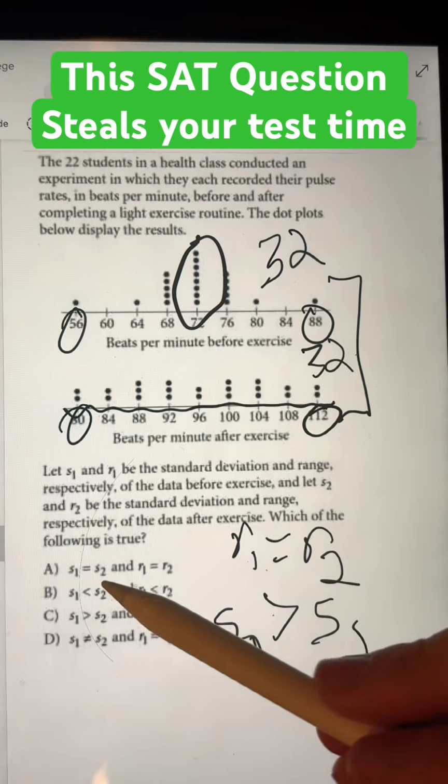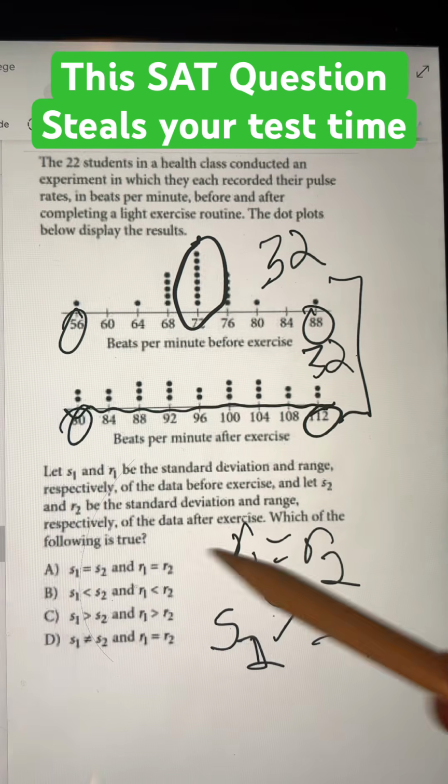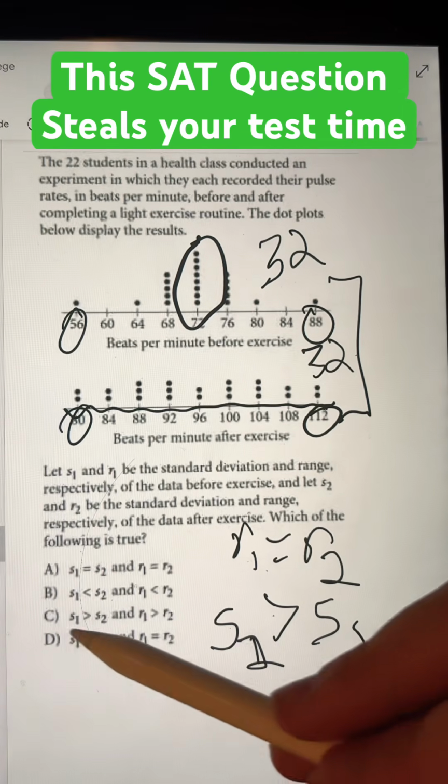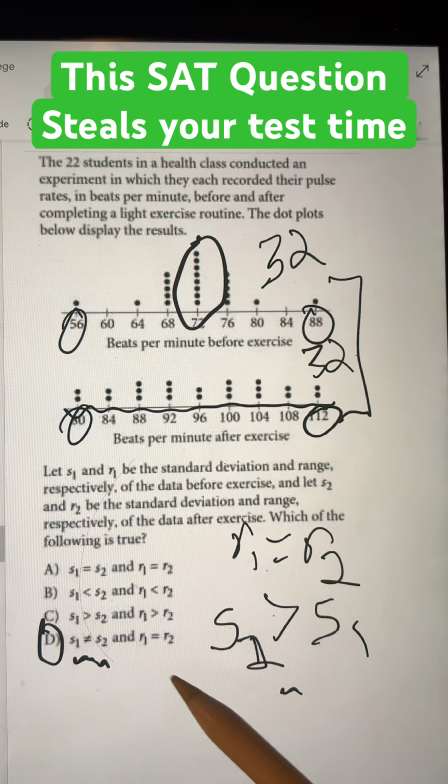And which of these have this? Not A, not B, not C, but D kind of has it because they aren't equal to each other, which is true, but this is. So this is the only one that fulfills the requirement.